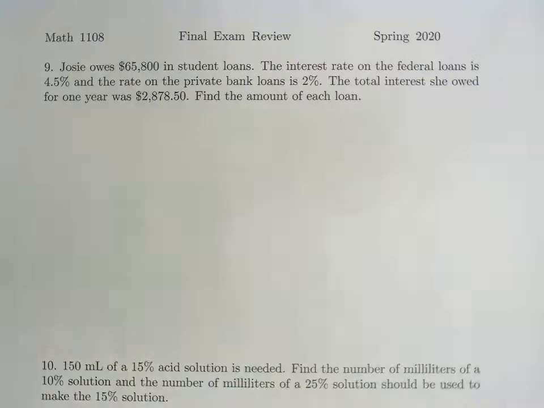So this one says Josie owes $65,800 in student loans. The interest rate on the federal loans is 4.5%, and the rate on the private bank loans is 2%. The total interest she owed for 1 year was $2,878.50. So find the amount of each loan.